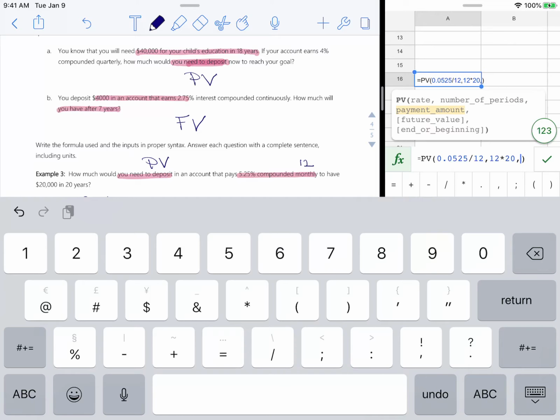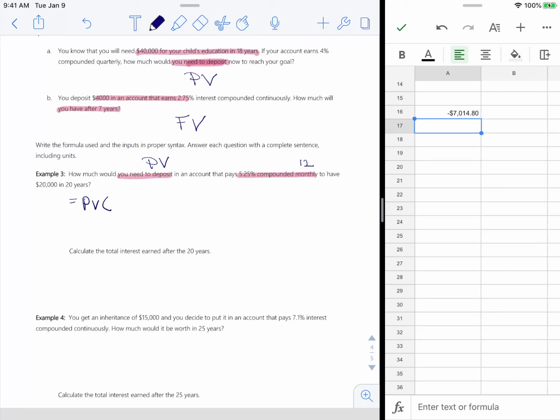Payment amount, that's what I'm looking for, so it's a 0. And I'm looking for future value. I want to know what I need to get to $20,000. Make sure you don't put a comma in that 20,000. And remember, we don't use the end or beginning or type whatever spreadsheet you're using. I'm going to return it, and it looks like it gives us $7,014.80. So I'm going to select that cell again and write down what I have in the bottom.